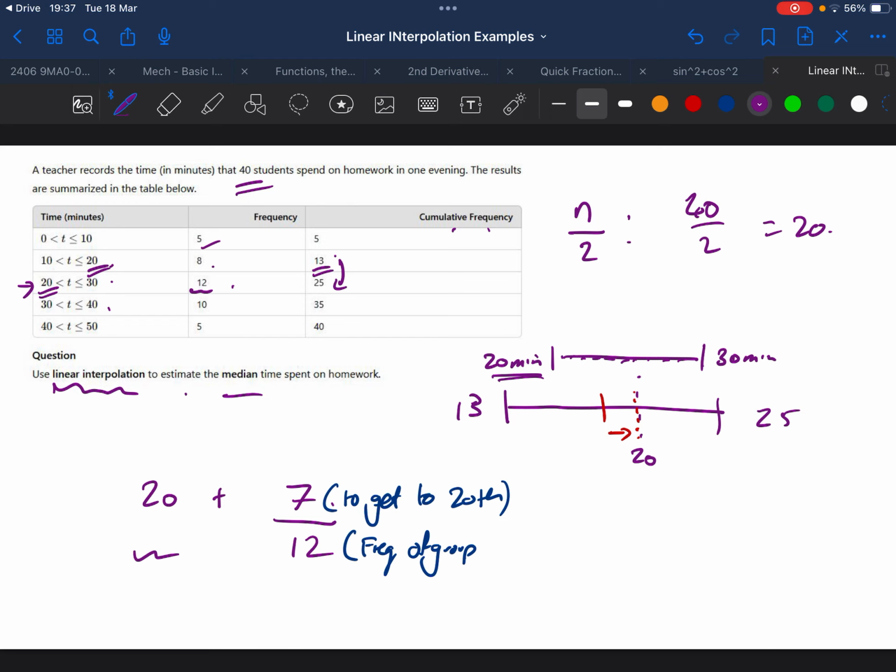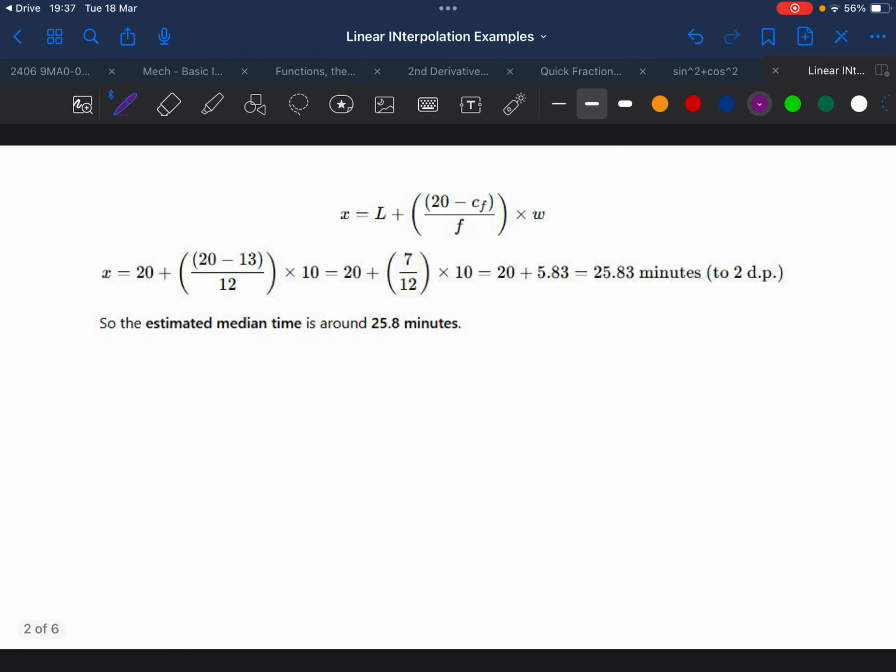Anything else then? Well, yes. So 20, I'm going to write minutes as well, just because it's a coincidence that they're both 20 here. So 20 minutes plus 7/12 of what? Well, it's actually 7/12 of however wide the group is, which is 10 minutes. So what this is saying is, where do you start, and how much proportionately of the class width do you go? So our calculation here should be 20 plus 7/12 of 10. And that's how we can do our linear interpolation. So 20 plus 7/12 of 10 should give us 25.83.